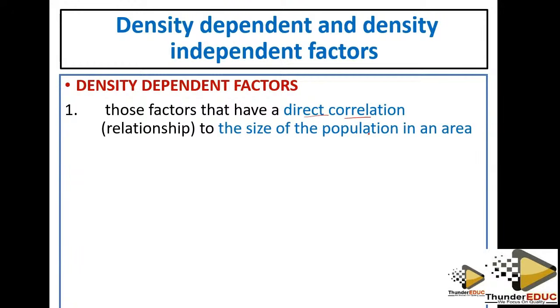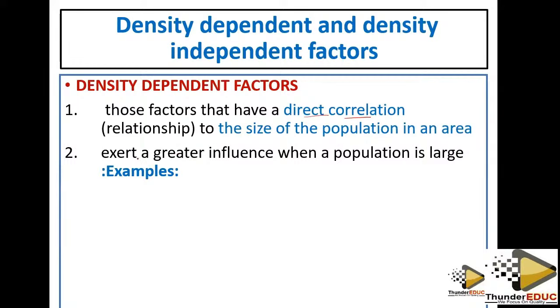You understand? So this kind of direct relationship or direct correlation to the size of the population in an area. Yes. Less food, less people. More food, more people. That's it. No medicine, less people. More medicine, more people. Simple. Better education, more people. Less education, less people. Simple. So they have direct influence or correlation with the population. So these factors, they exert a great influence when the population is large.